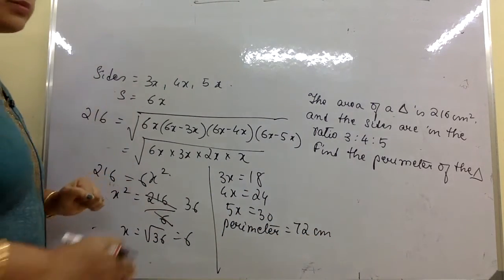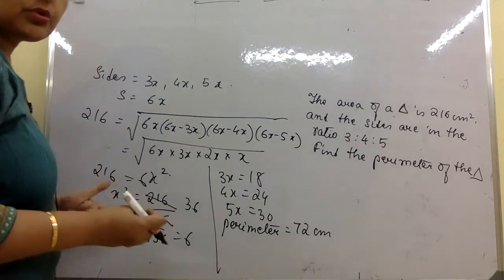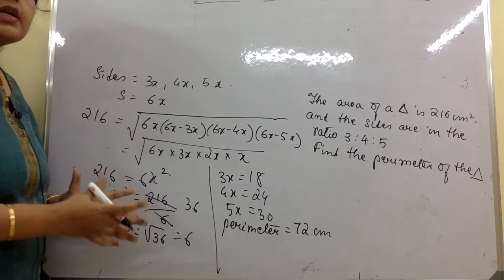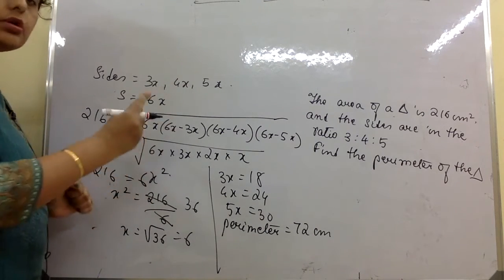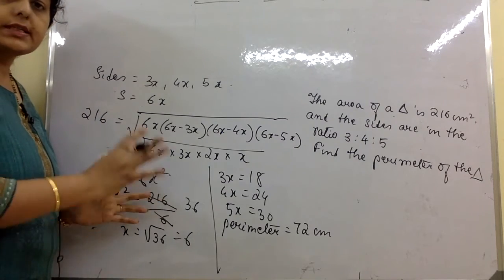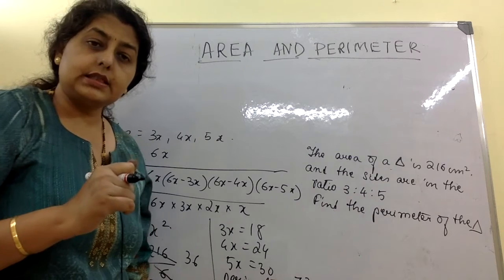So this sum can be done by Heron's formula. It can be done by other methods also, but I find this very easy. So this is one thing you should learn and go to the exam, because this sum always keeps coming in the exam. So that is it in this video.